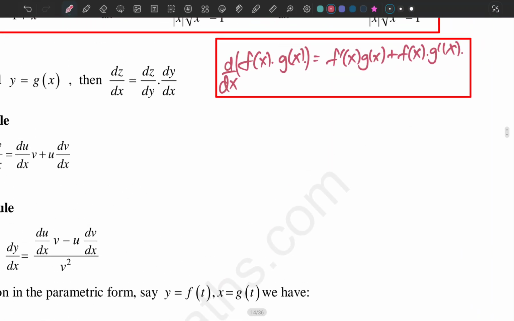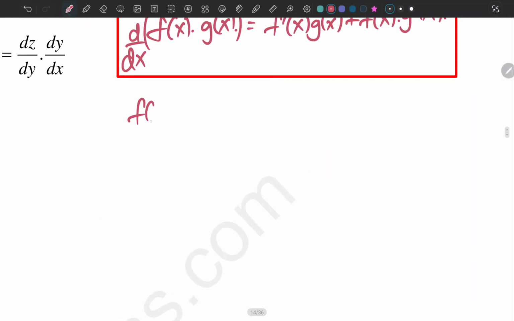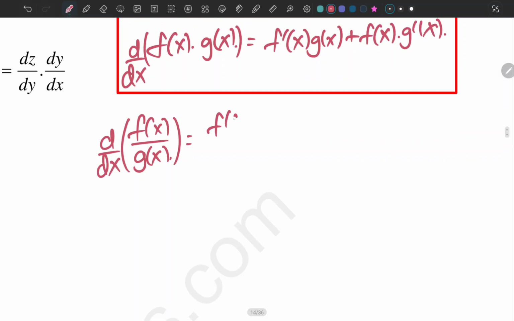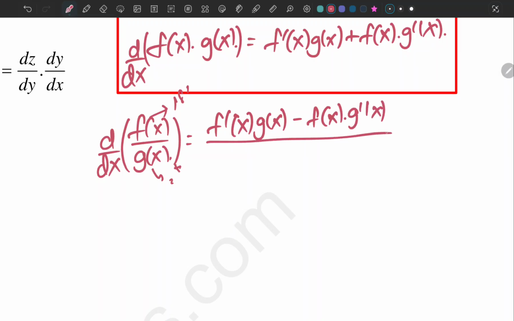Okay, now the quotient rule. The quotient rule is f of x divided by g of x, and if I want to take the derivative with respect to x of this, I would say this is the first function and this is the second function, the denominator. So it is the derivative of the first function times the second function as it is, minus the first function times the derivative of the second function, over the second function whole squared. So this is what the quotient rule says.